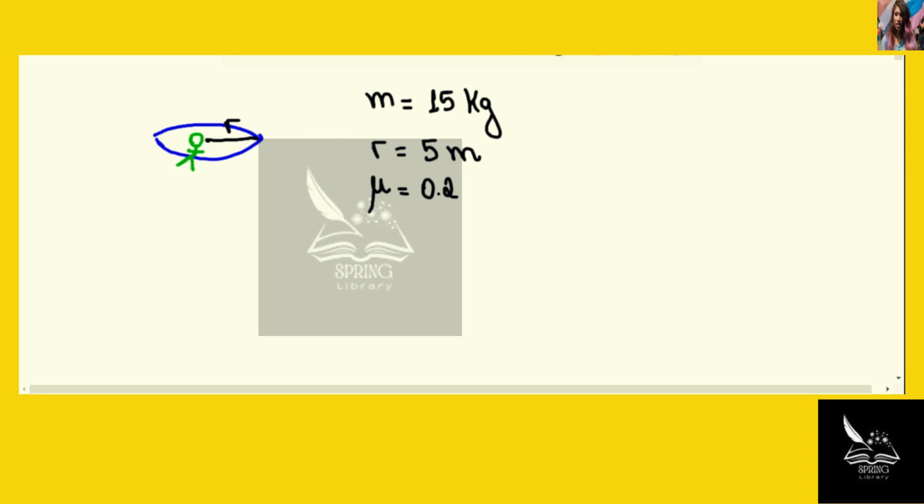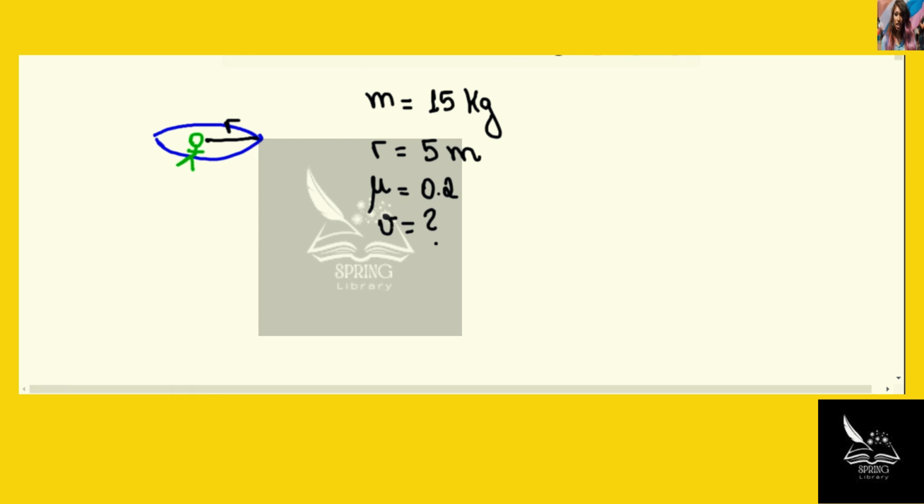In this exercise, we have a girl that has a mass of 15 kilograms that sits on a wheel that has a radius of 5 meters, and the coefficient of static friction between the girl and the wheel is 0.2. Given this information, our goal is to find the maximum value of the velocity of the wheel, that is, the maximum value of the velocity of the girl, that she can reach before starting to slip.